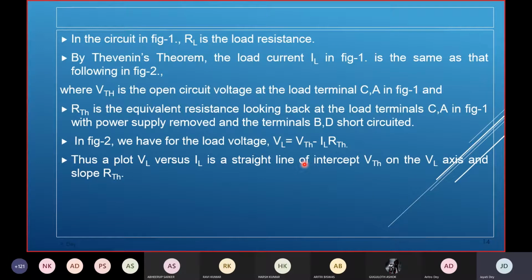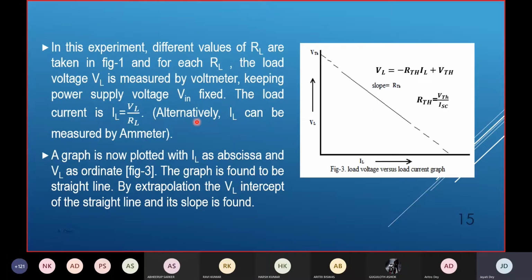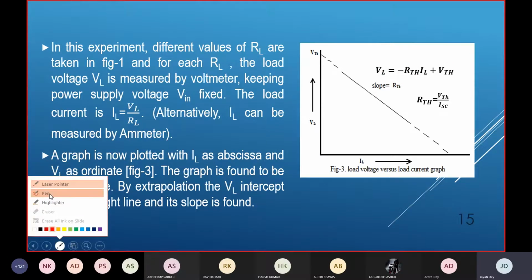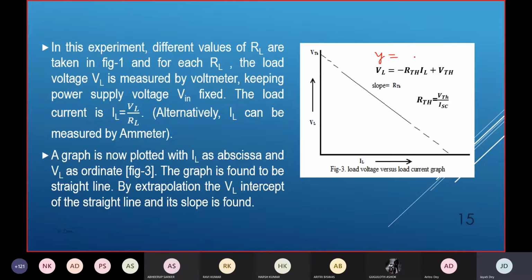Am I correct? Or IL versus VL. Correct? Now, say this is the plot here, y-axis VL and x-axis IL. Correct? We will find out, you see from here, y is equal to mx plus c. Am I correct? In this form only?